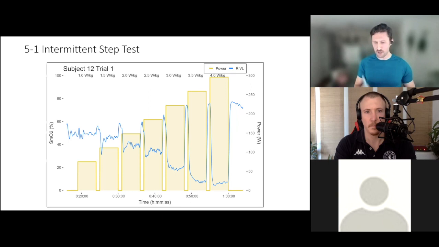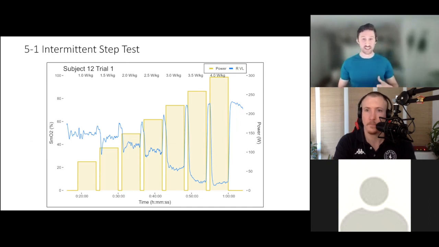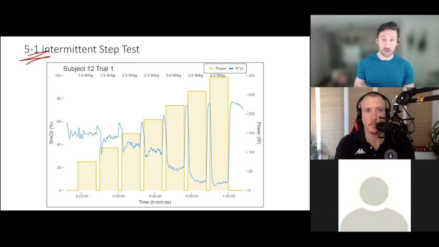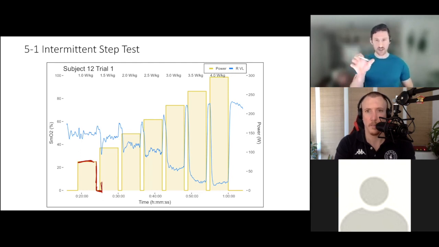Maybe let's explain what we're looking at here for those who haven't seen it. This is what we would call a 5-1, an intermittent step test, a cycling test. 5-1 is probably familiar; I know you do a similar protocol. It refers to 5-minute work stages. Each of these gold boxes is our work stage, our power output, which is on the y-axis here. Each 5 minutes is separated by 1 minute of rest. So we have a work stage and a rest stage.